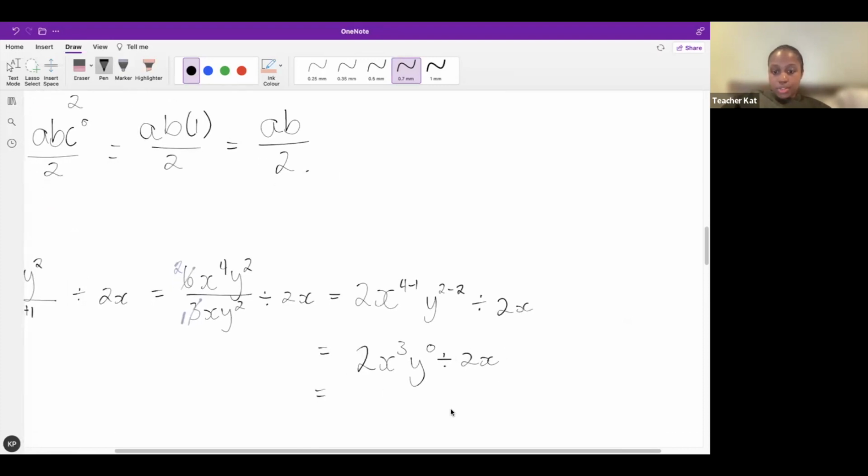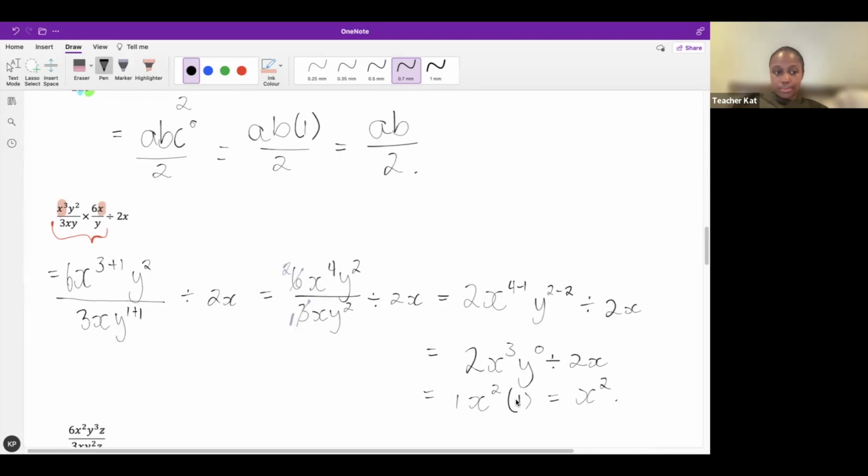What is 2 divided by 2? It is 1. X cubed divided by x. So it's going to be x to the power of 2. And then y to the power of 0 is the same as? Nice. So then my final answer is 1 times x squared times 1. It is x squared. Beautiful, guys. That was beautifully done.